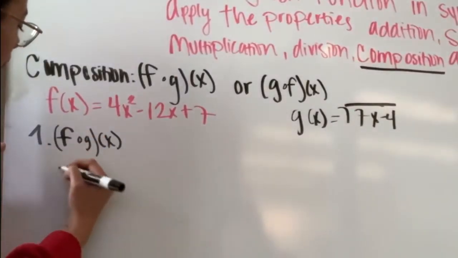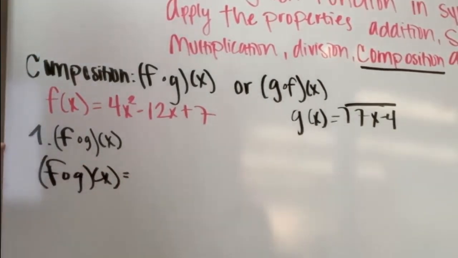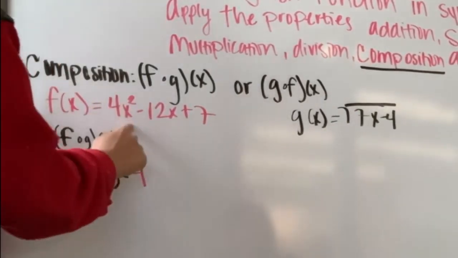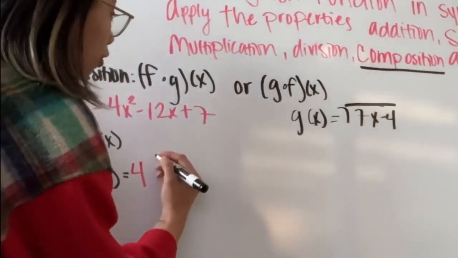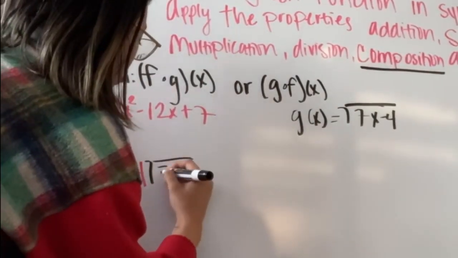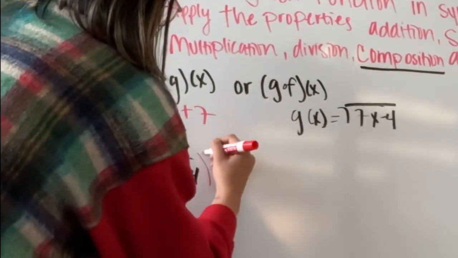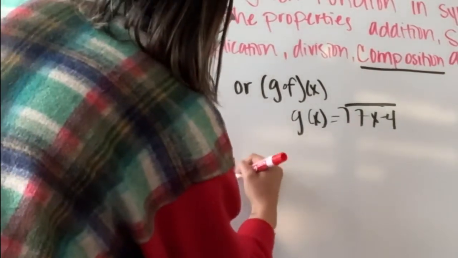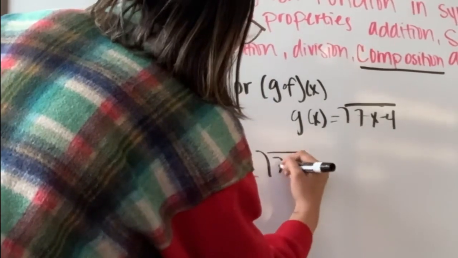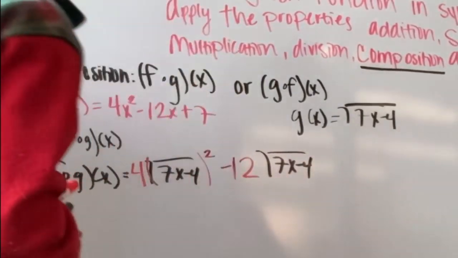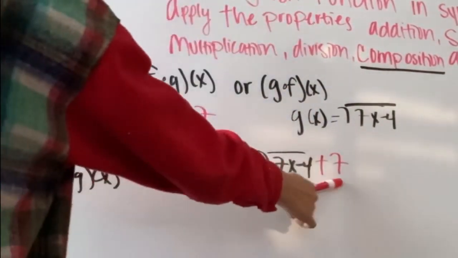We're going to start off with our equation f composed of g of x. 4, and then now we have an x, so we're going to be replacing x with the 7x minus 4 under the radicand. 7x minus 4, and you want to keep your exponent, then you're going to do minus 12, and we have another x, so we're going to be replacing that with 7x minus 4, and here we don't have an exponent. Then just finish your f of x equation with plus 7.